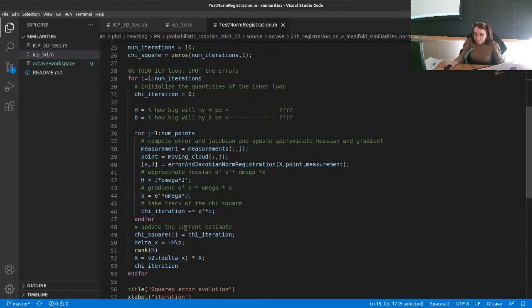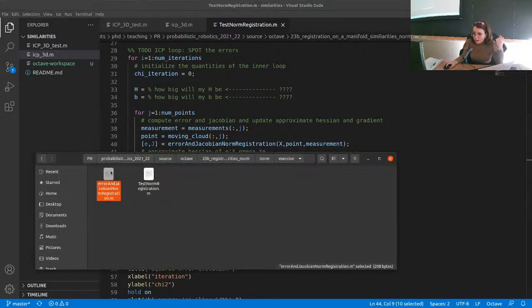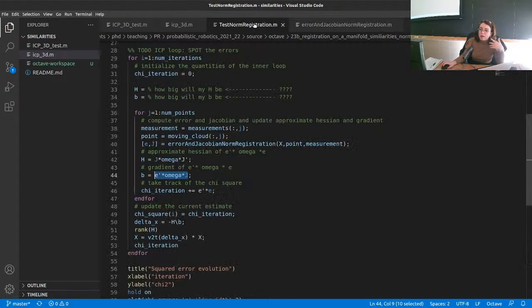But be careful, because there are some mistakes. So we ask you to spot these mistakes and correct them. And then you have this error and Jacobian norm, where in this case we leave you to do the exercise by yourself. So no to-do, at least it is one big to-do.